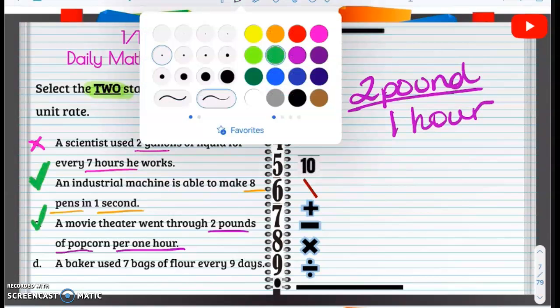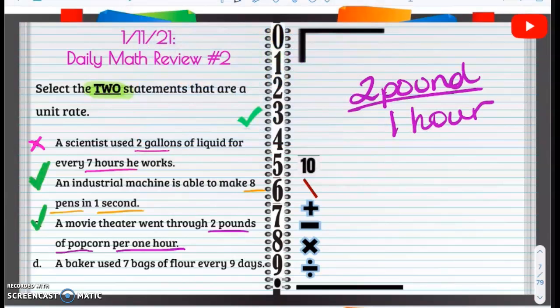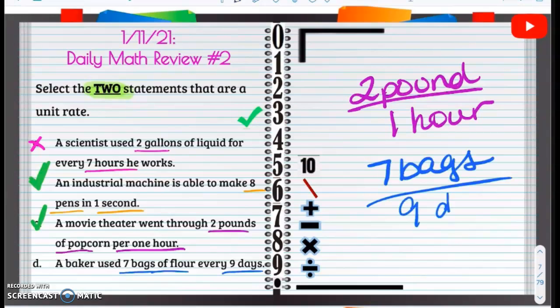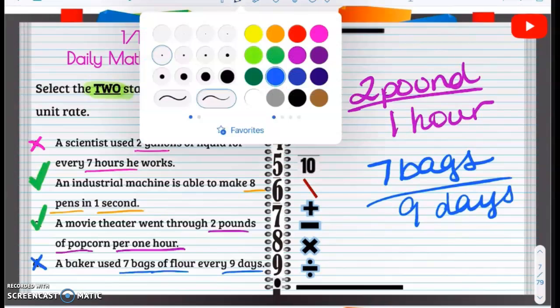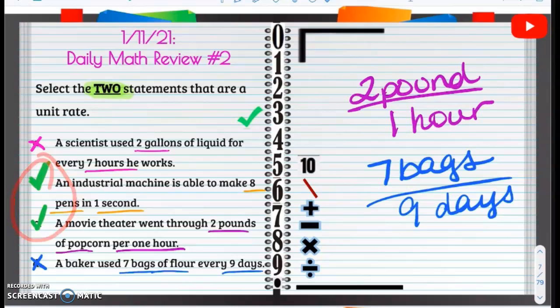And then last but not least, a baker used 7 bags of flour for every 9 days. 7 bags for 9 days. Nope, that is not correct. And did we select 2? We did select 2, and that is going to be it for our DMR number 2.